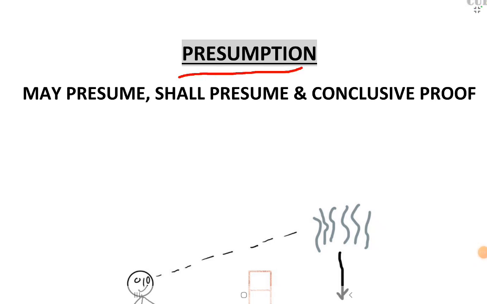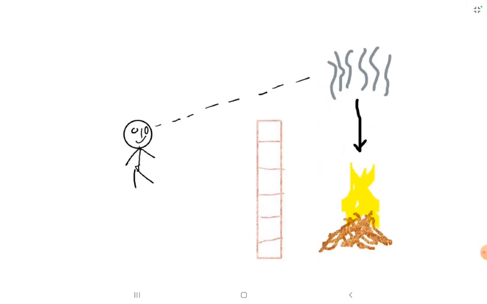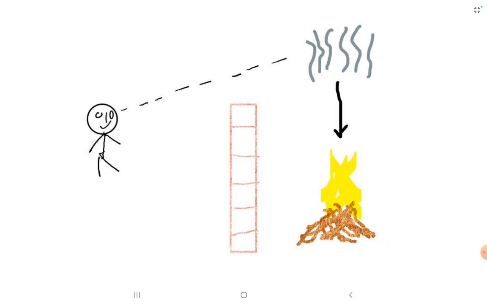Presumption. In presumption, we will study may presume, shall presume, and conclusive proof. Let's see an example first. Suppose this is you. You have seen smoke somewhere. By seeing smoke, you presume that there exists fire also. So, on the basis of smoke, you have presumed the existence of fire. This is known as presumption.